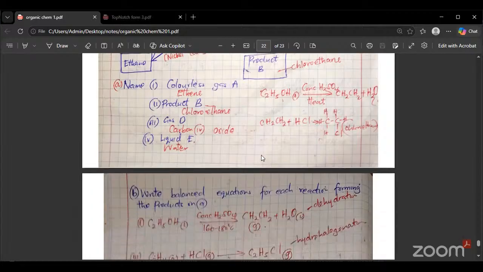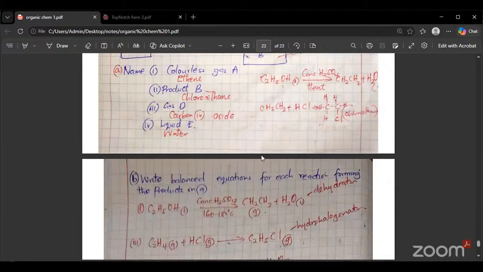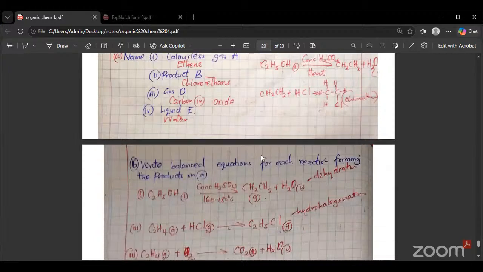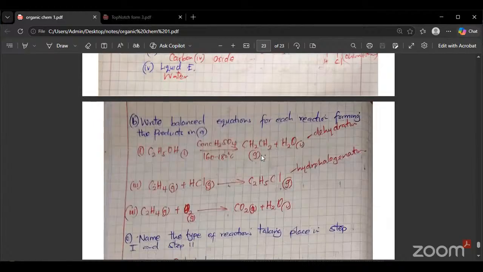Write a balanced equation for the reaction forming product A. You see now the next question. I wasn't even aware that the questions that were coming next were right. That is the problem now. Imagine you know the answers, but you don't know what to write? The equations.